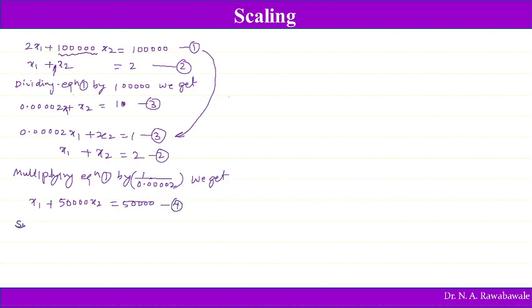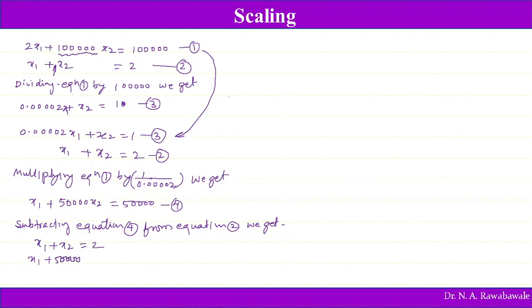So now subtracting equation 4 from equation 2, we get, so we are using the Gauss elimination method here. So equation 2 is x1 plus x2 is equal to 2, and x1 plus 50,000 x2 is equal to 50,000.